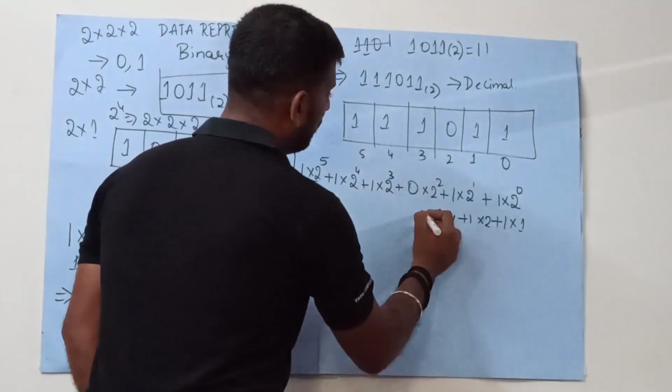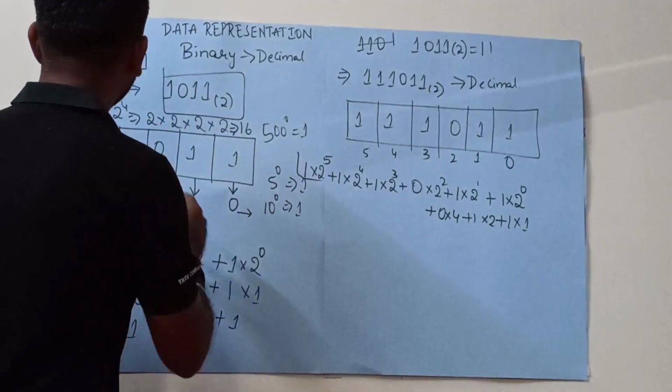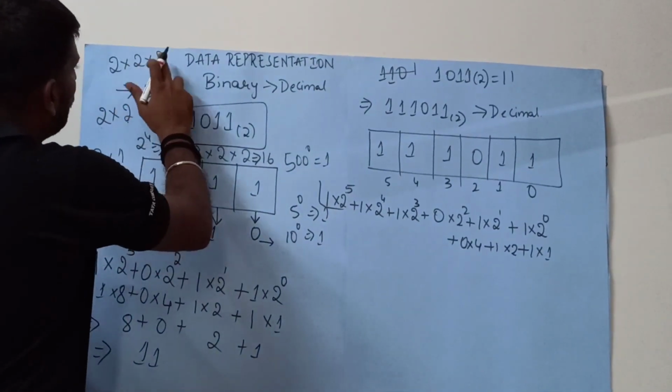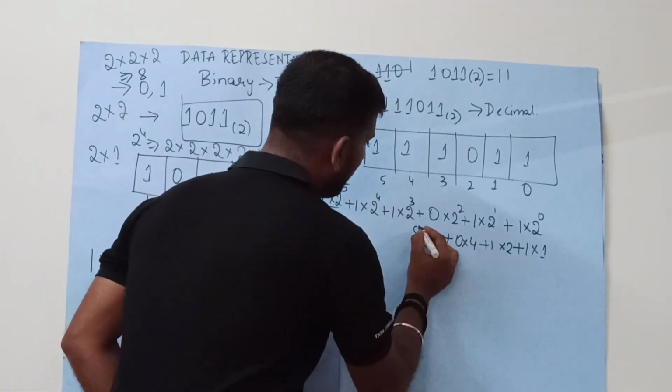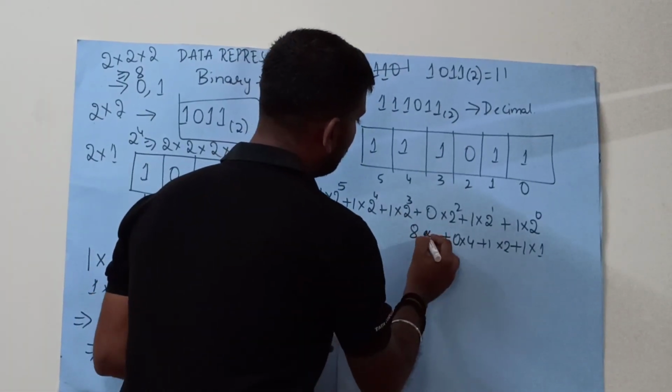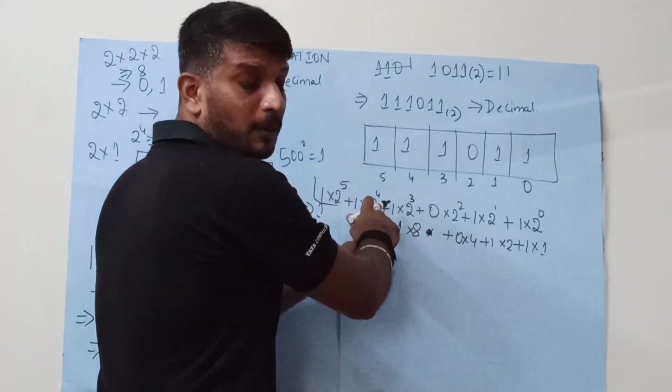The number plus. The next is 2 to the power of 3. 2 to the power of 3 is nothing but 2 into 2 into 2, which is nothing but 8. So 8 into the digit, which is 1, plus 2 to the power of 4.